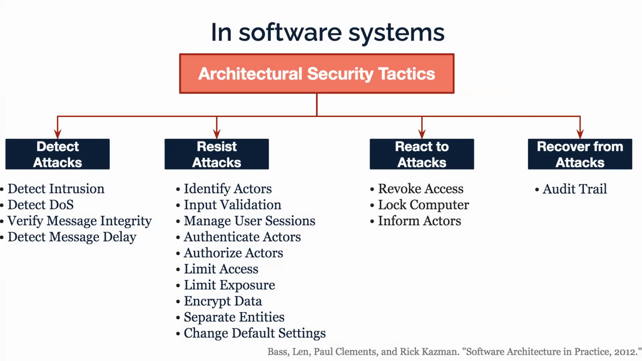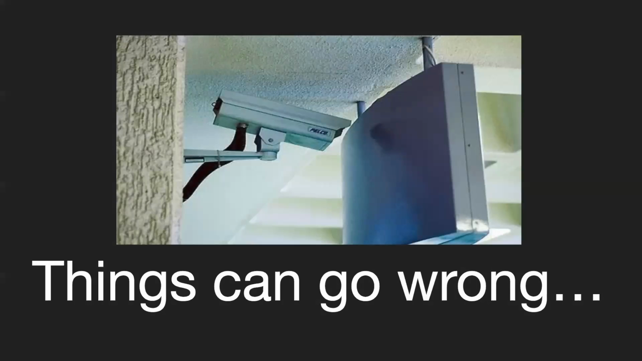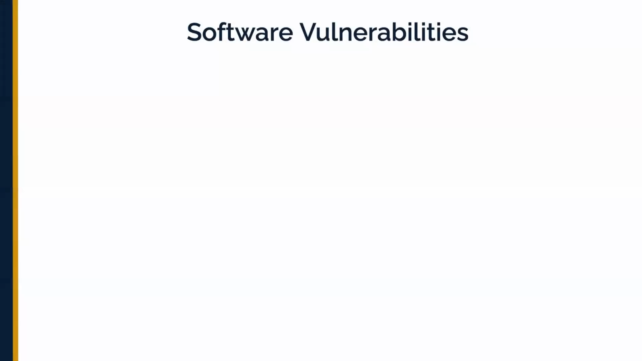So architectural security tactics are reusable design mechanisms that you can apply to fulfill some security goals. For example, authentication of actors is a security tactic that you use to verify the identity of a user interacting with your system. So even though you might adopt some of those strategies, things can go wrong. That's why we have software vulnerabilities.